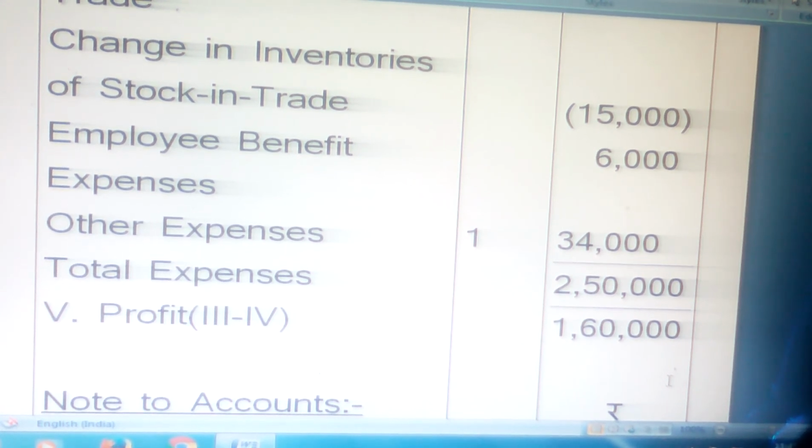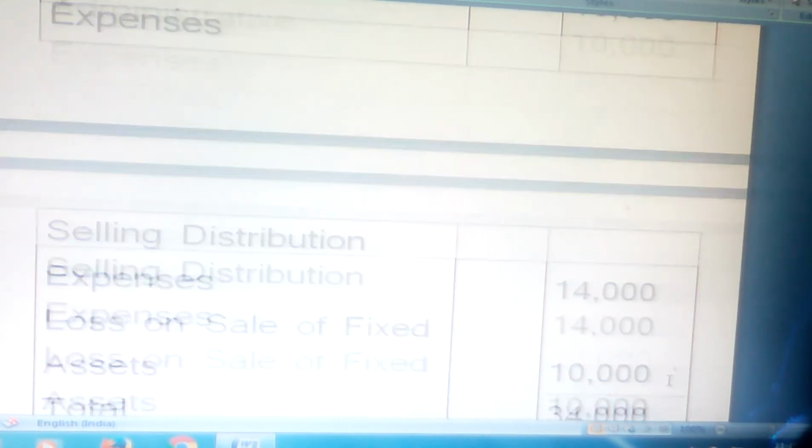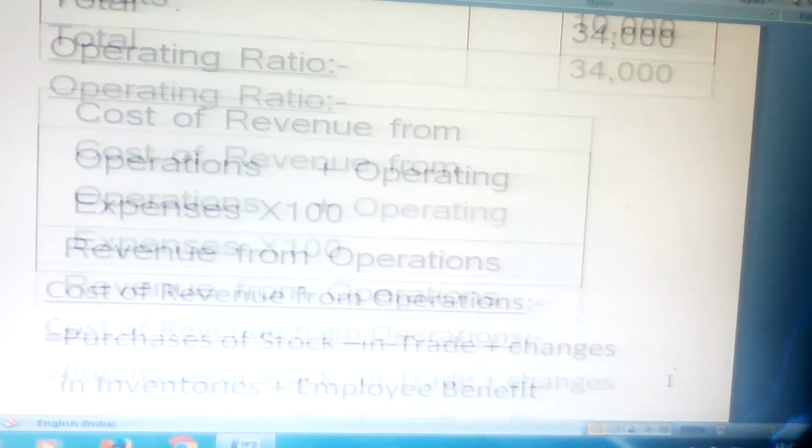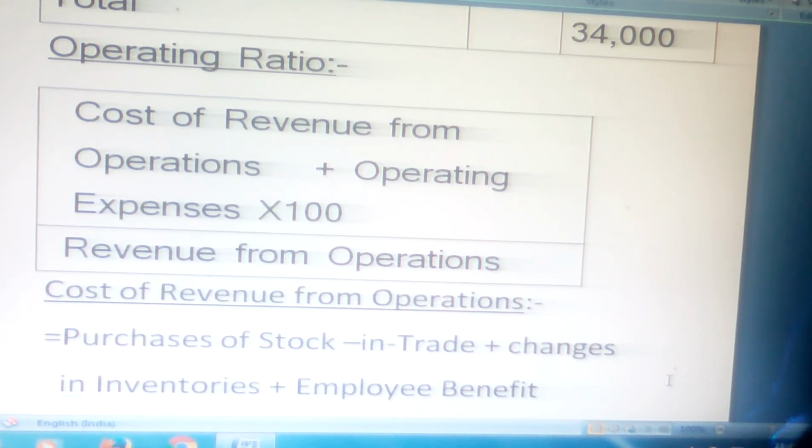We got it. Profit is 1,60,000. Okay, so this is the problem they given. From this problem, we are going to calculate cost of revenue operating ratio. So what is the formula here? Cost of revenue from operations plus operating expenses divided by revenue from operations into 100. Now again, the cost of revenue from operations from the given problem, we are going to calculate.